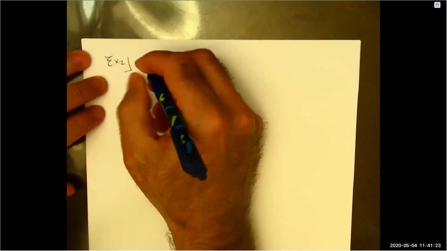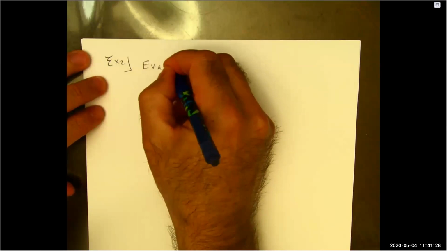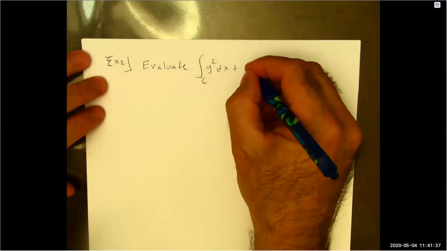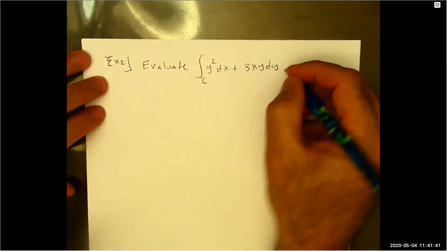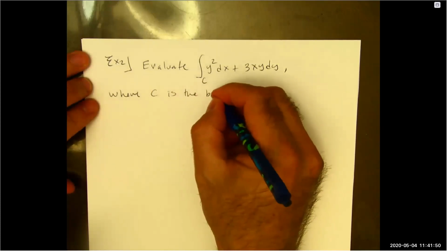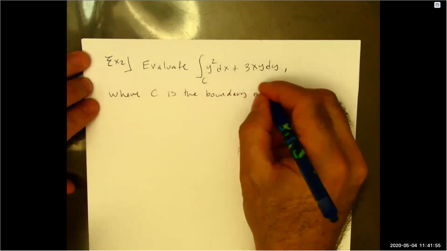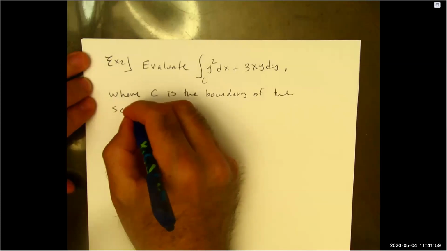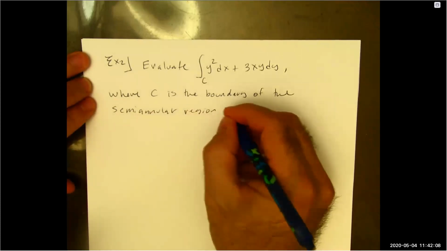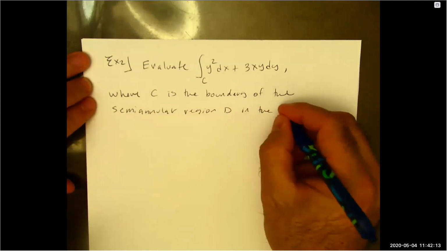All right, so let's take a look at another example, a second example. So we're going to evaluate the line integral over C of y squared dx plus 3xy dy, where C is the boundary of the semiannular region D in the upper half plane.